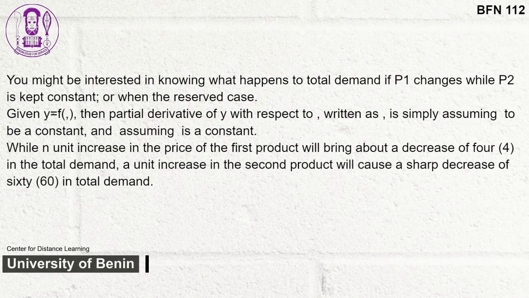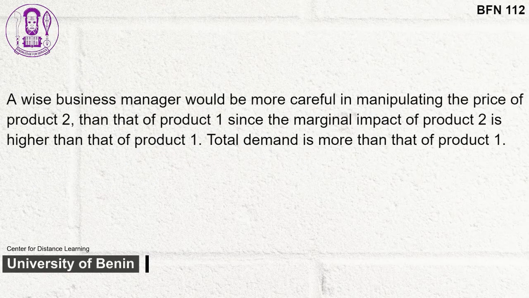While a unit increase in the price of the first product will bring about a decrease of 4 in the total demand, a unit increase in the second product will cause a sharp decrease of 60 in total demand. A wise business manager would be more careful in manipulating the price of product 2 than that of product 1, since the marginal impact of product 2 on total demand is higher than that of product 1.